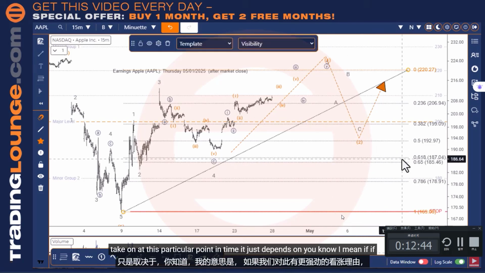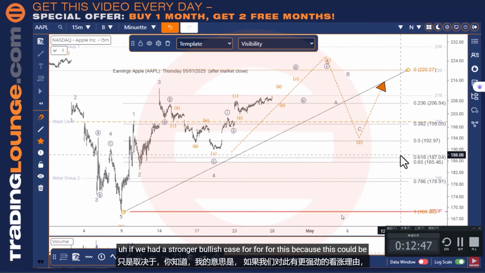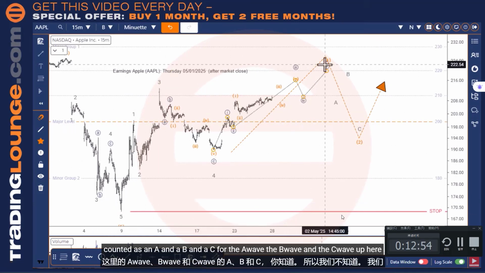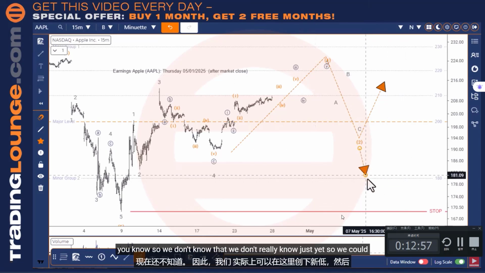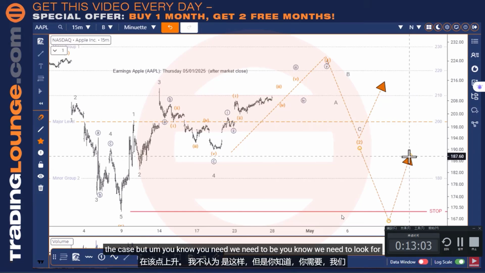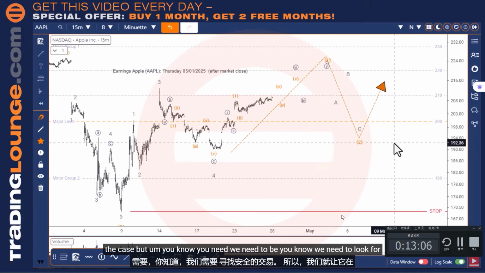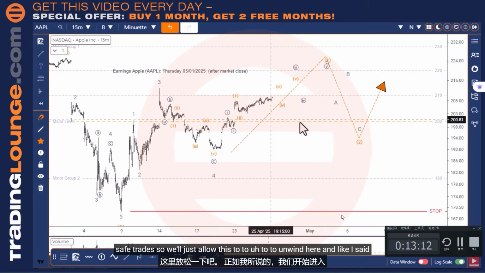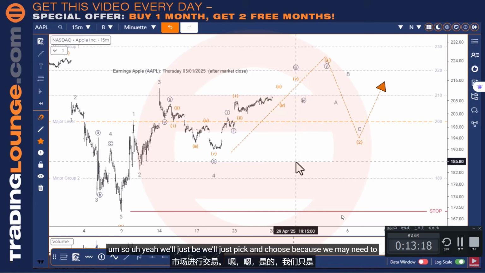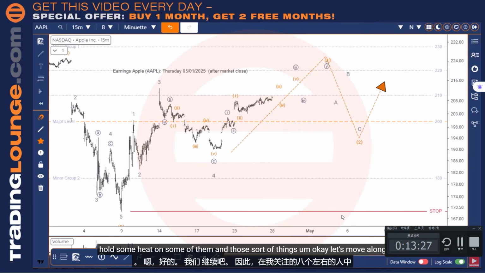It just depends on whether we had a stronger bullish case for this, because this could be counted as an A, a B and a C, for the A wave, the B wave and the C wave up here, so we don't know that. We don't really know just yet. It could actually make a new low here and then move up at that point. I don't think it's the case, but we need to look for safe trades. So we'll allow this to unwind here. Like I said, we're starting to enter trades into the market. We'll pick and choose, because we may need to hold some heat on some of them. Okay, let's move along.